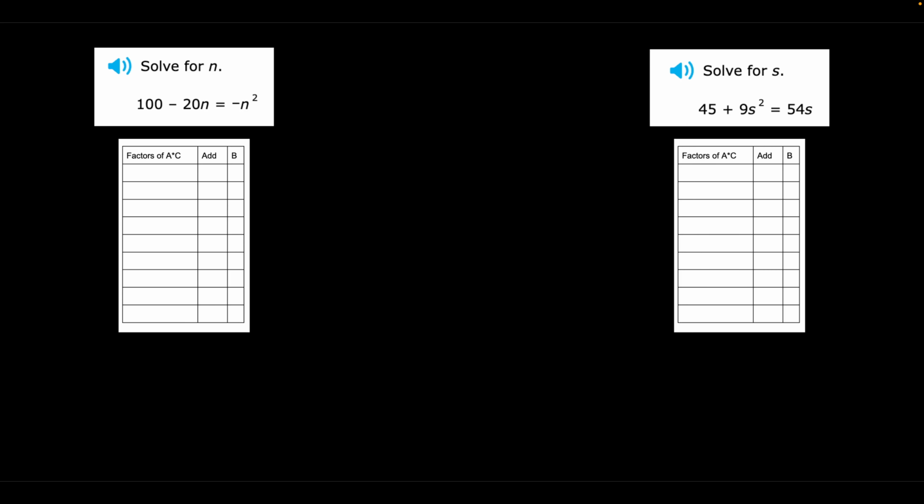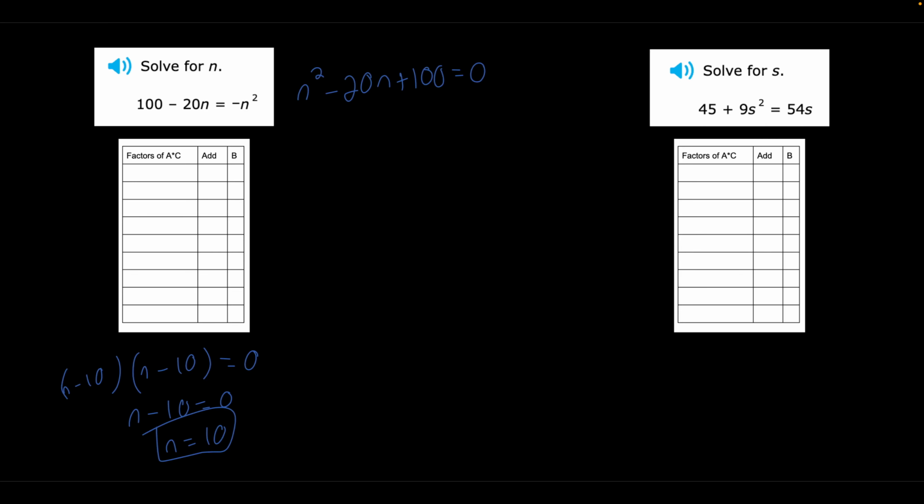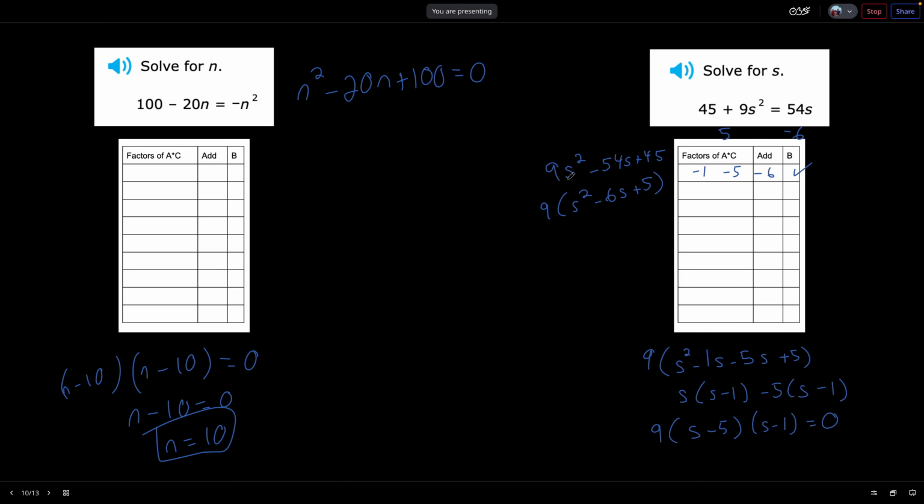Okay, now that you've had time to work these problems, let's check your solutions. For the first problem, once you rearranged it, again, I made the squared term positive. Again, this is a perfect square trinomial, so I used the shortcut, and you should have gotten n equals 10. For the second problem, hopefully you realized that you can factor 9 out at the beginning. We haven't talked about what to do with it at the end. The answer is nothing. Just do your normal split and ignore the number in the front. Your final answer should have been s equals 5, s equals positive 1.